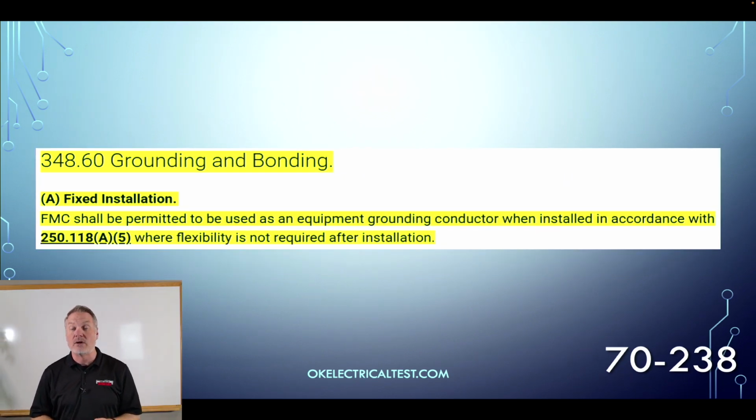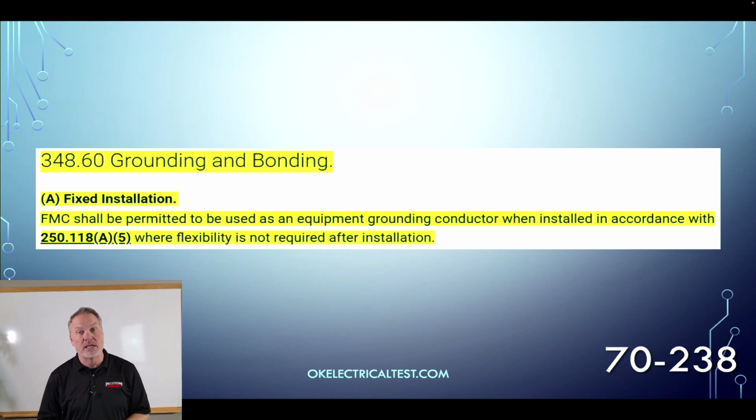348.60, we've got grounding and bonding of our FMC, and this is letter A for a fixed installation. FMC shall be permitted to be used as an equipment grounding conductor when installed in accordance with 250.118(A)(5). Remember back in Article 250, that was our grounding and bonding rules. It says, let's follow the rules we see in 250.118, where flexibility is not required after the installation.